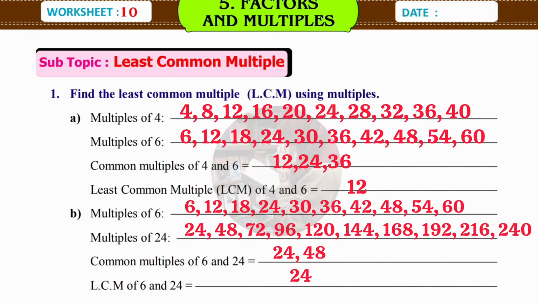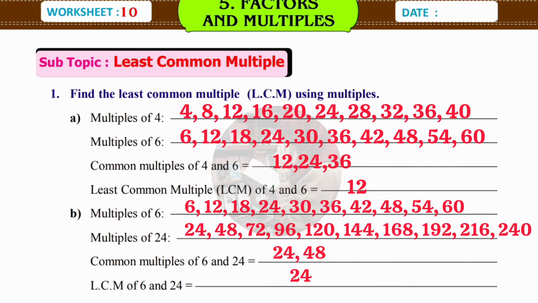If you observe the multiples of both the numbers, you will find three common multiples: 12, 24 and 36. Among these three common multiples, what is the least common multiple, meaning the smallest multiple among 12, 24 and 36? Of course 12 is the smallest, so the least common multiple of 4 and 6 is 12. Now it's clear. Like that we have to do for the rest of the given questions.